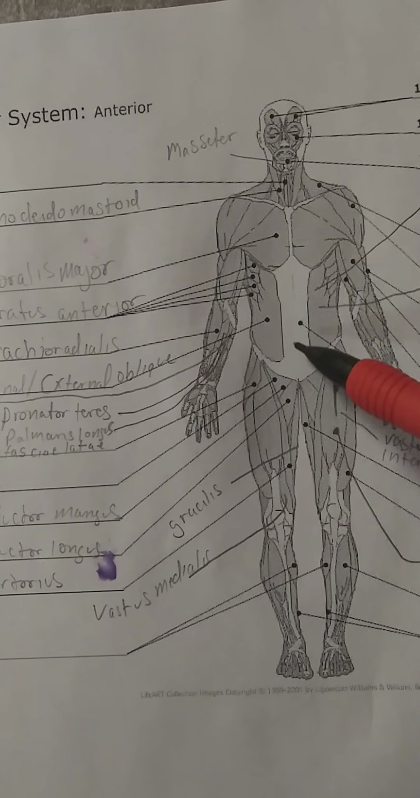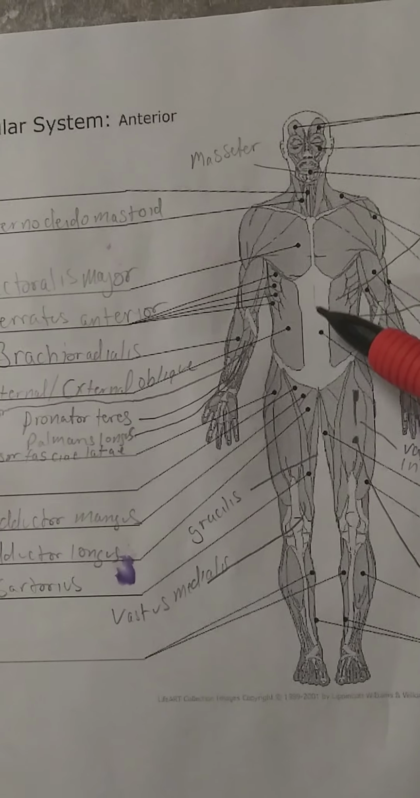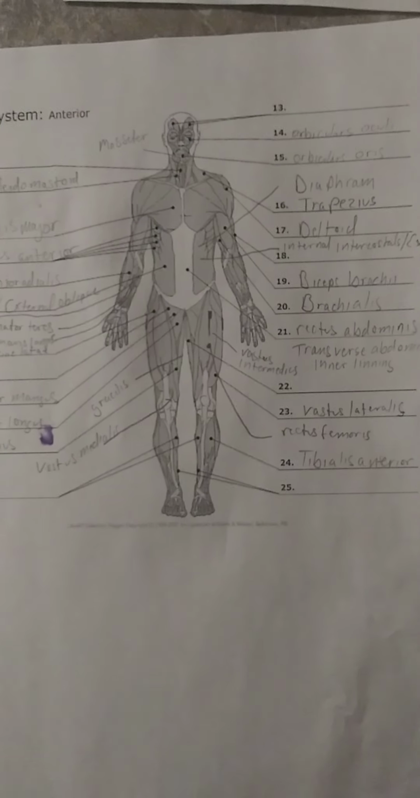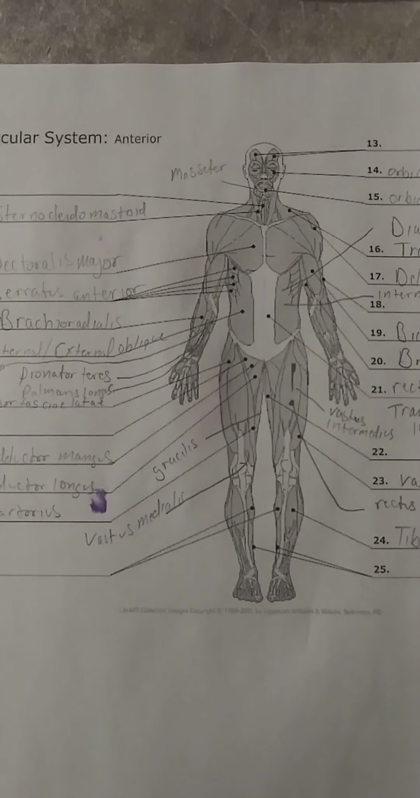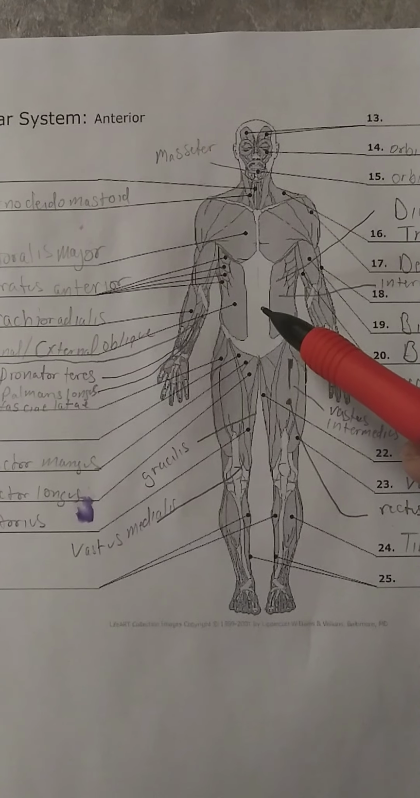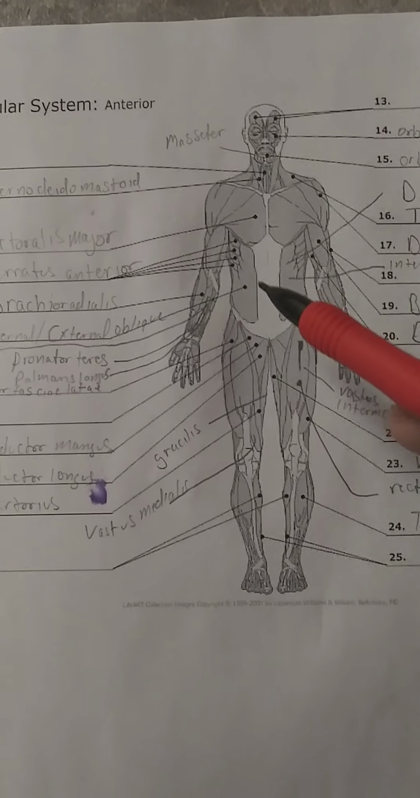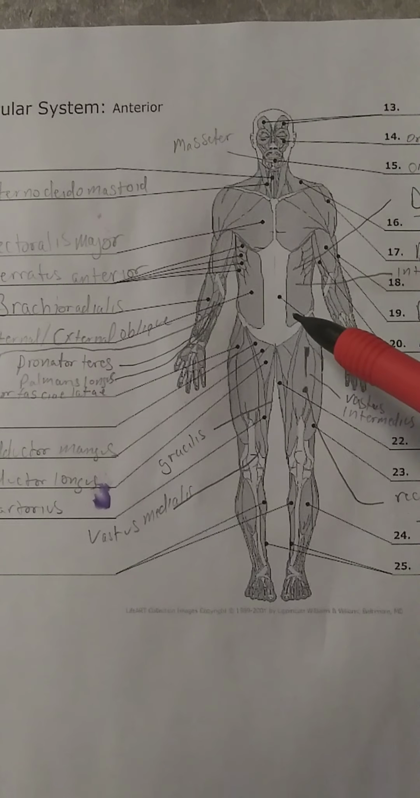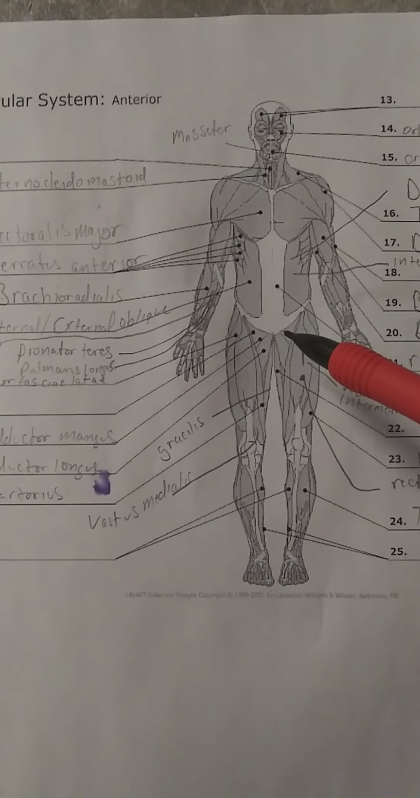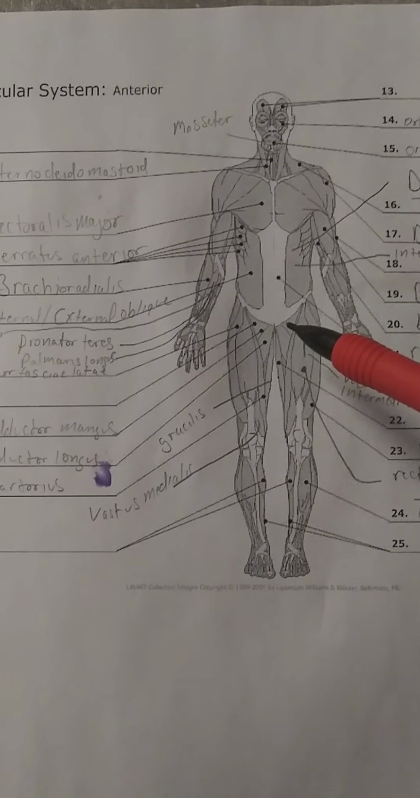The rectus abdominis will be the six-pack area there. And the transverse abdominis will be in the stomach region there as well, but it'll be on the inside, wrapping around the inside of the stomach girdle laterally or horizontally. Sorry.